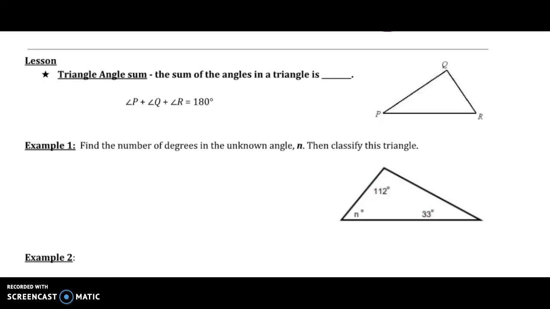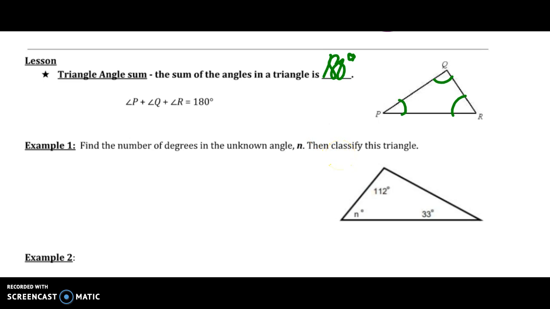This is the lesson part of Unit 2, Lesson 3. This portion will talk about the triangle angle sum theorem, where the sum of the angles in a triangle is 180 degrees. And again, these are the interior angles. Okay, so let's apply this.